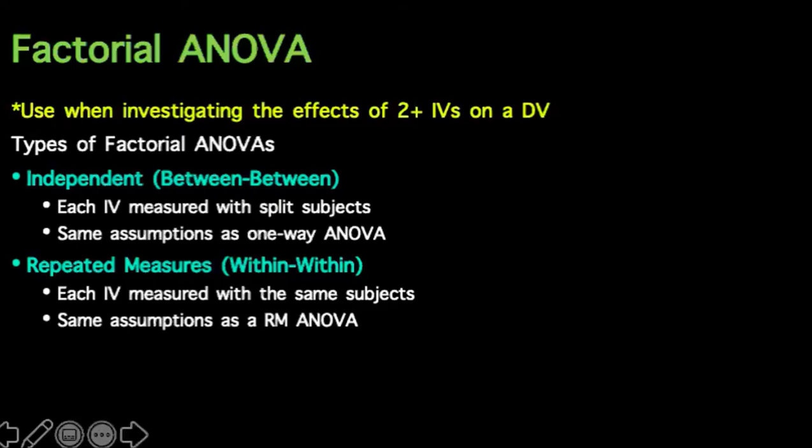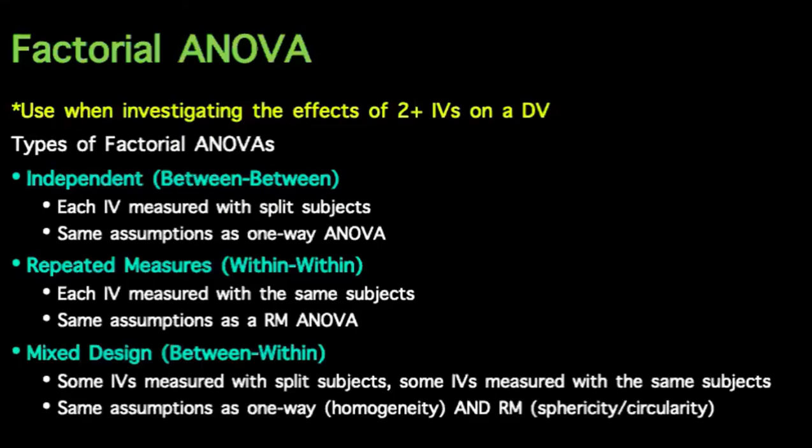And so these are if we're fully independent or fully repeated measures, but we can also have a mixed design where some of your independent variables are measured with split subjects or separated subjects, in other words, a between subject design, or some could be a within subject design. So in a mixed design factorial ANOVA, you would have to meet the assumptions of both homogeneity of variance for the between subject factor only, and then sphericity for the within subject factor. This will make more sense when we go into our examples, but it's nothing new, we're just adding another layer. So don't freak out, because you guys are smart, okay?